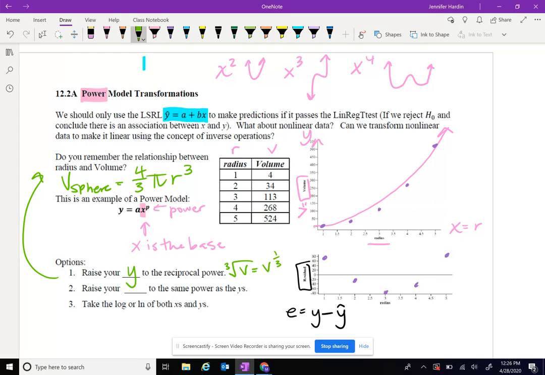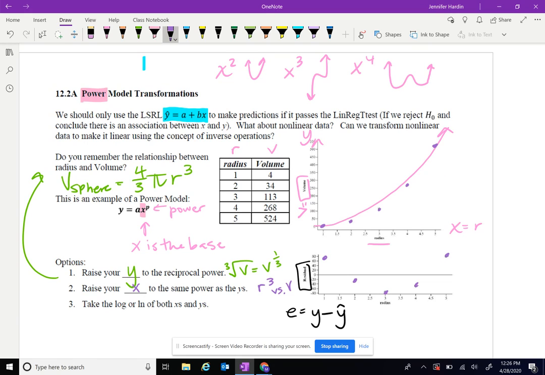You can also raise your x's to the same power. So if you know that it's a cube, you can raise your x's to the third power, and then x's are cubed at the same time y's are cubed. Oops. R's cubed versus your y's or your volume, which is already cubed. So we have inches cubed and inches cubed.